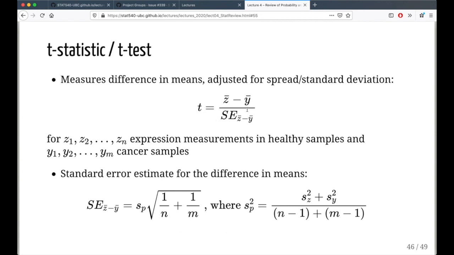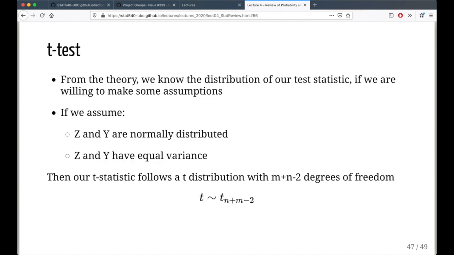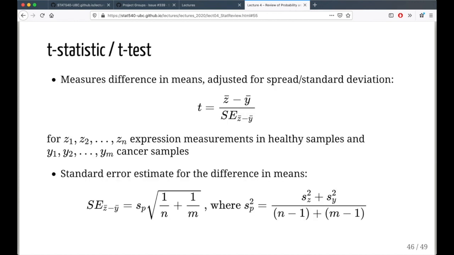in the form of the test statistic. So you can see the numerator captures that difference in the sample means, and then the denominator adjusts for the spread or the standard deviation. So going back to this slide, we want to look at how separated these are compared to how wide each of these curves are. So that's what the denominator is measuring on the t-statistic.